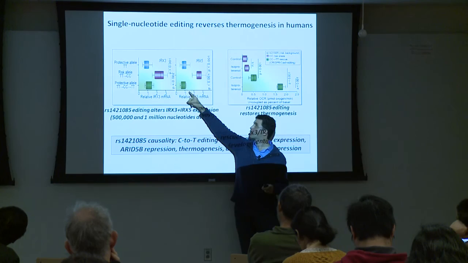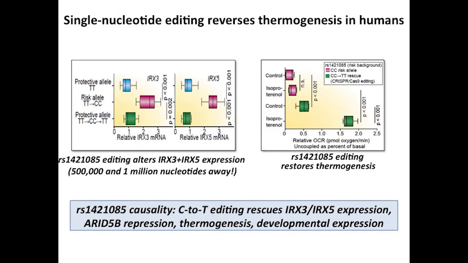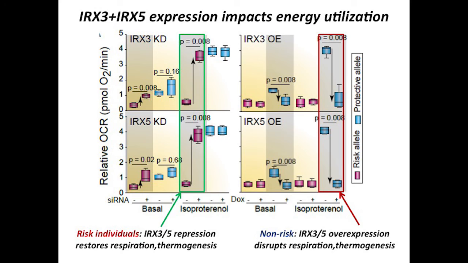By editing a single nucleotide out of 3.2 billion nucleotides in the human genome, we were able to alter the expression of these two genes up to 1.2 million nucleotides away, and restore them back by editing that same nucleotide back using a different guide RNA. We're able to restore the process of thermogenesis by a factor of 7 with a single nucleotide alteration. We were able to show that the downstream target genes, IRX3 and IRX5, are sufficient to recapitulate the differences between risk and non-risk individuals.